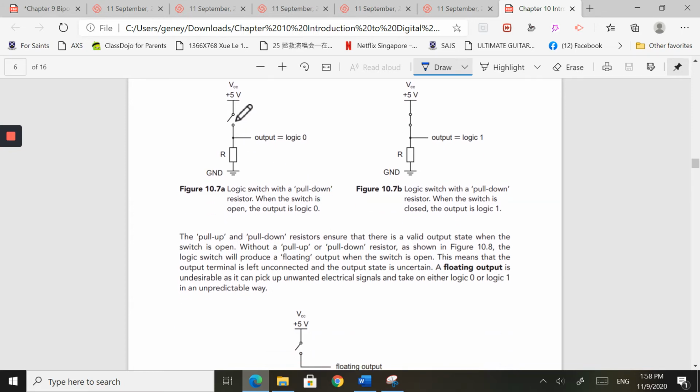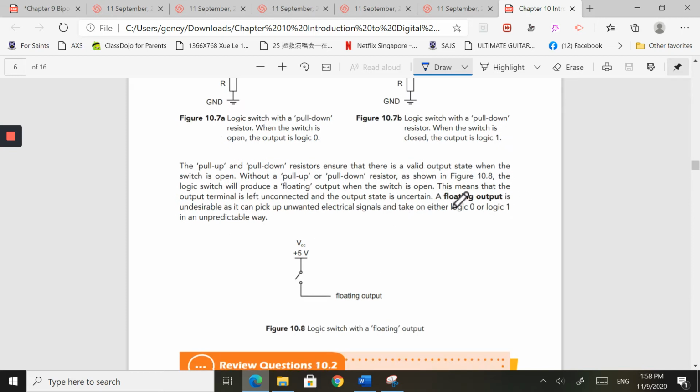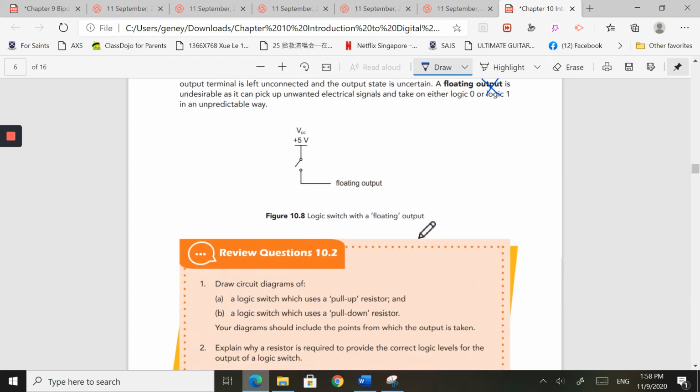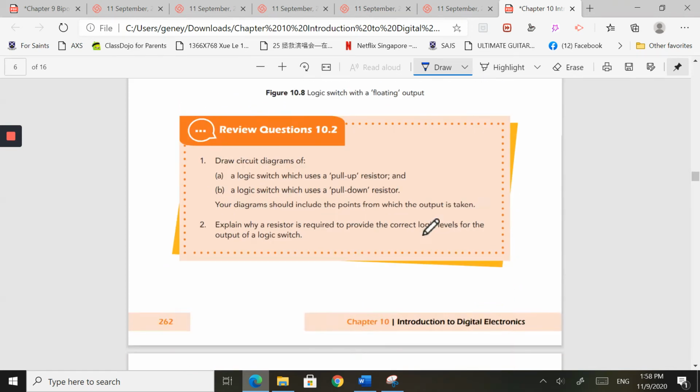And the whole reason why we have these pull-up and pull-down resistors is that we do not want a floating output. This is bad. If I do not have a resistor, this might be floating. And when you do your projects, your circuit builds, this will mess up your inputs and outputs to your next subsystem. So this is not what we want. Always use a pull-up or pull-down resistor whenever you need to ensure you have a digital output or input.